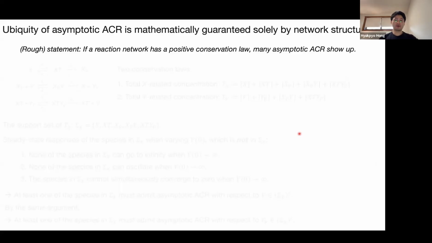And what we could prove was that this ubiquity, or this pervasive asymptotic ACR, is mathematically guaranteed by the network structure. So roughly speaking, if a reaction network has a positive conservation law, then there should be many asymptotic ACRs showing up. So I'm not going to prove it, but I'm going to give you a sketch of the proof with a simple example.